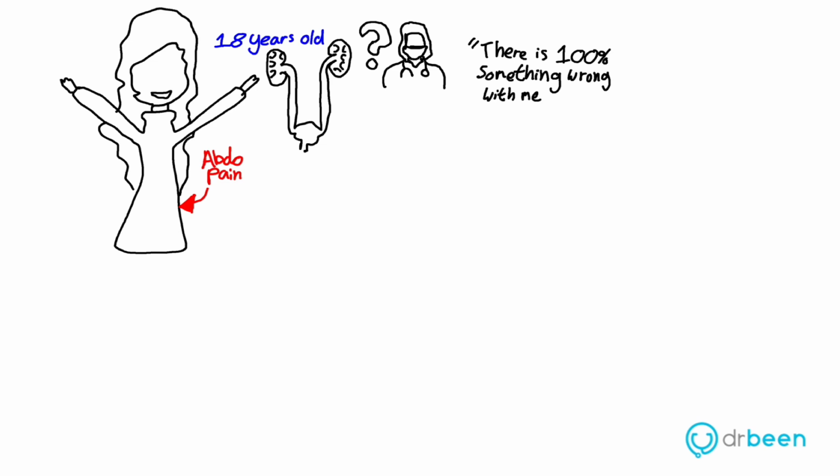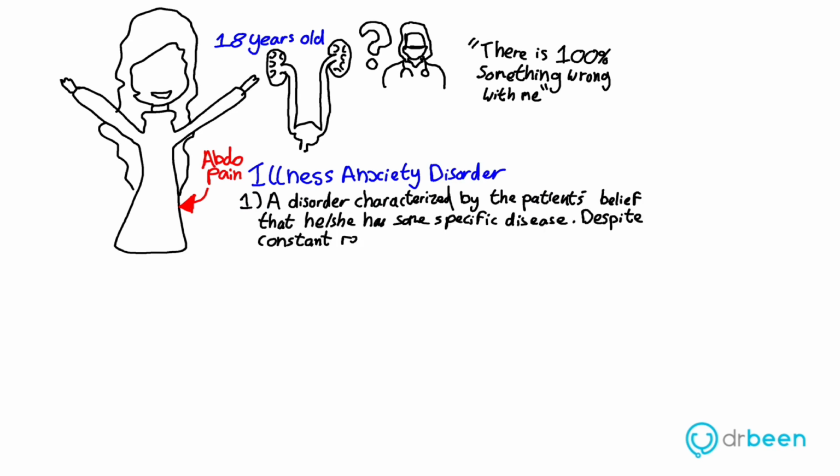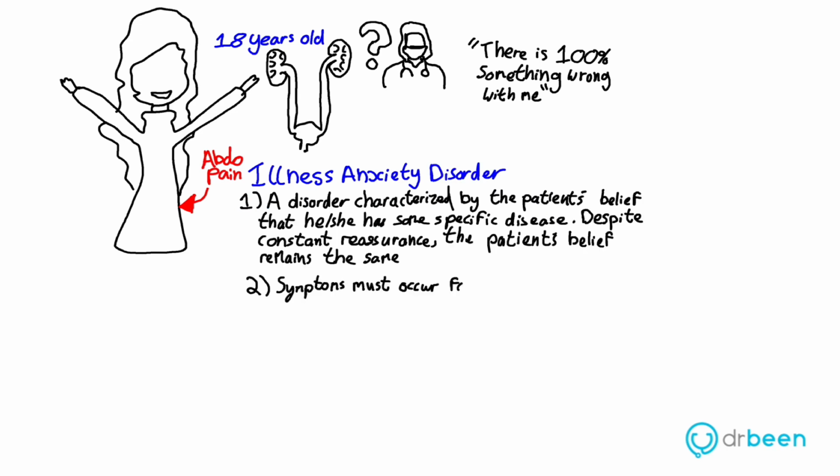This case illustrates illness anxiety disorder. It's a disorder characterized by the patient's belief that he or she has some specific disease, despite constant reassurance, the patient's beliefs still remain the same. Symptoms must occur for greater than 6 months.